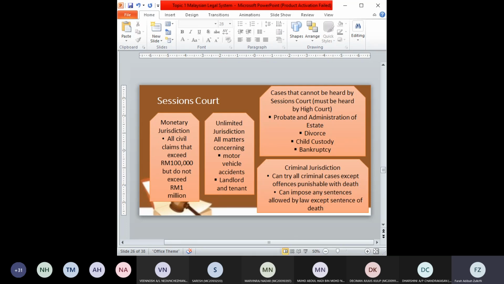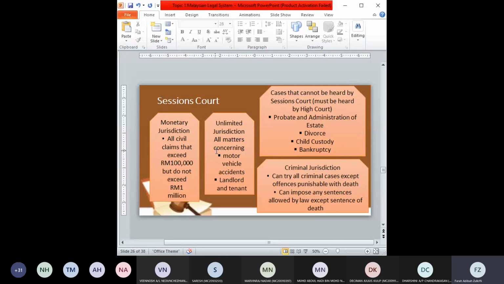So it doesn't matter how much you are claiming. Maybe your house is a very expensive house which costs 10,000 per month, or you are renting a commercial space which costs 10,000 per month, and the amount you claim is more than 1 million. The case can still be heard in the Sessions Court because it is a landlord and tenant case. Okay, so that is the type of cases that can be heard by the Sessions Court.